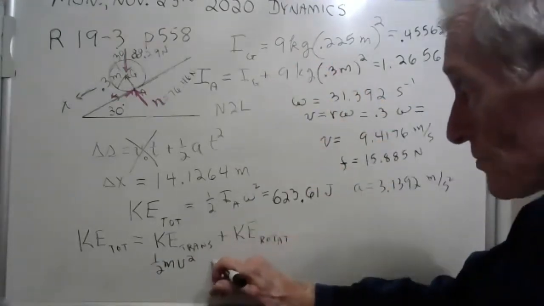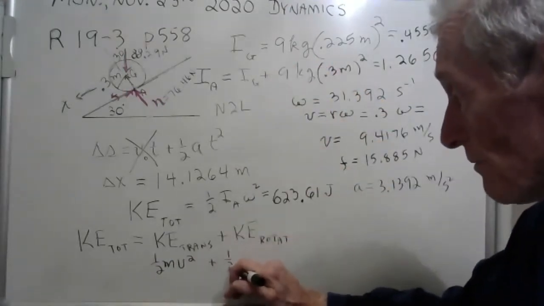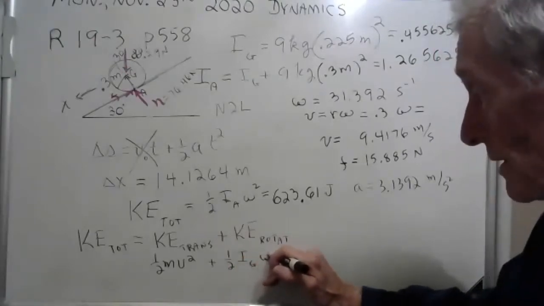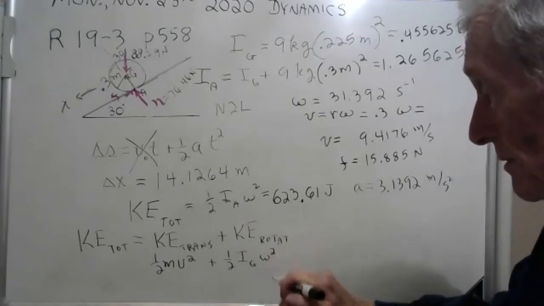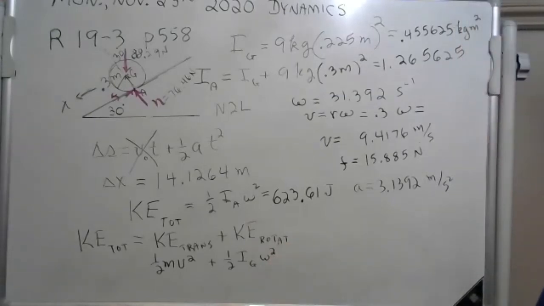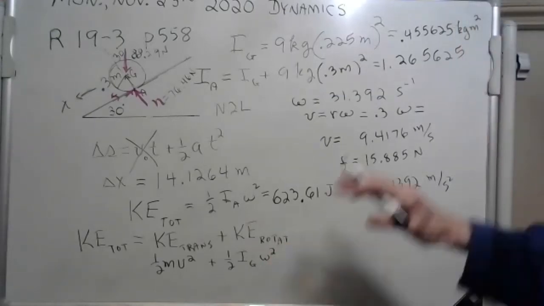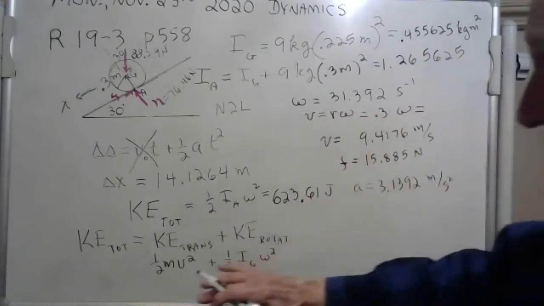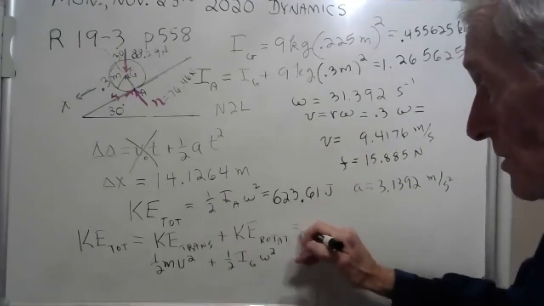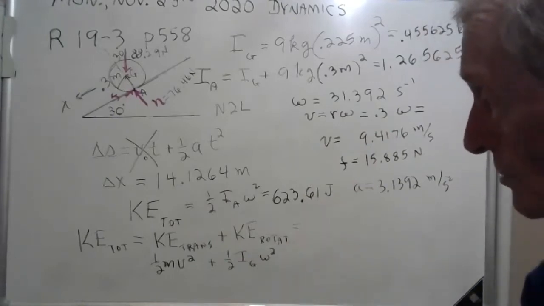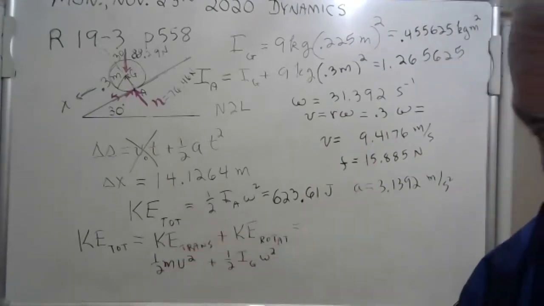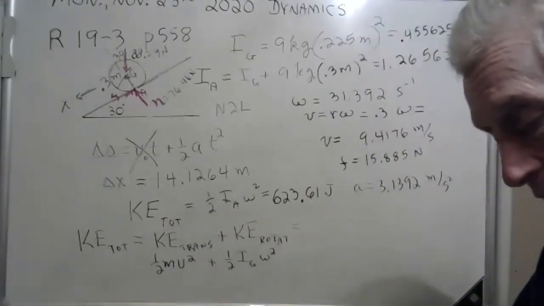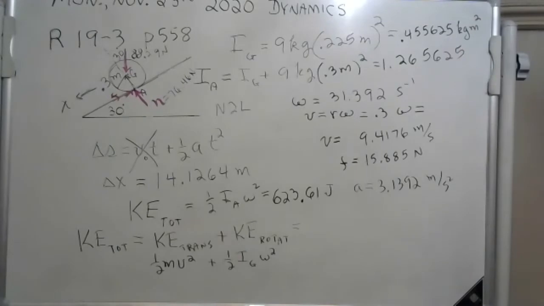Now this one here is 1/2 the Ig omega squared. Do we have the Ig? Yeah. Do we have the omega? Yeah. I want you to find the translational kinetic energy and the rotational kinetic energy, and I'll shut up for a minute. Go for it.